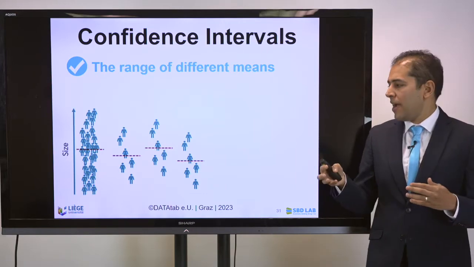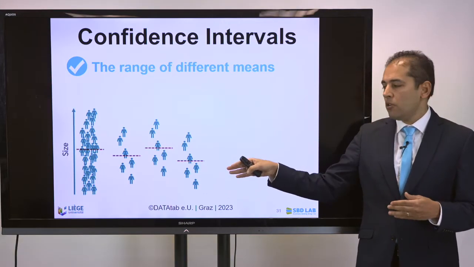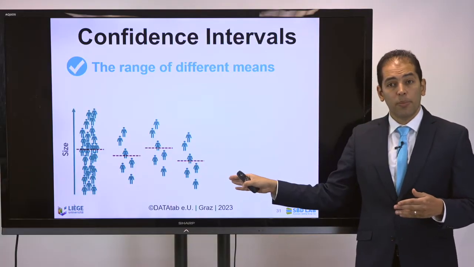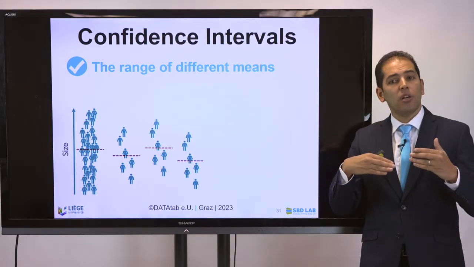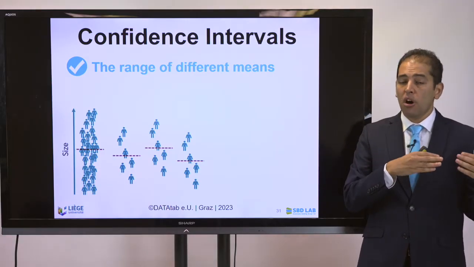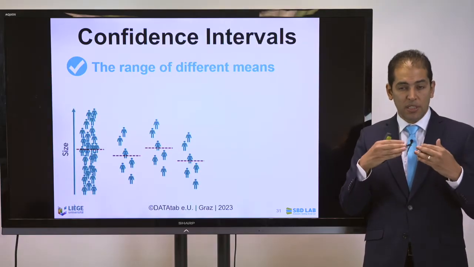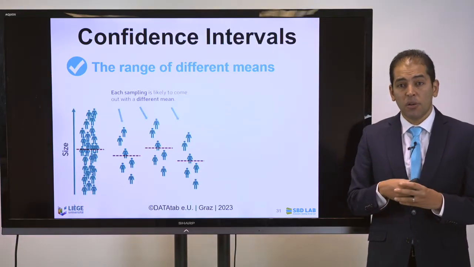As you can see, if I have a large population there on the left side, I will collect my own samples: sample 1, sample 2, sample 3. Every time I will calculate the mean of my samples and compare it to the mean of the larger population. Based on that difference, I can define the confidence interval.